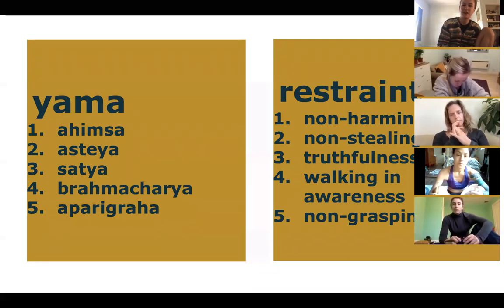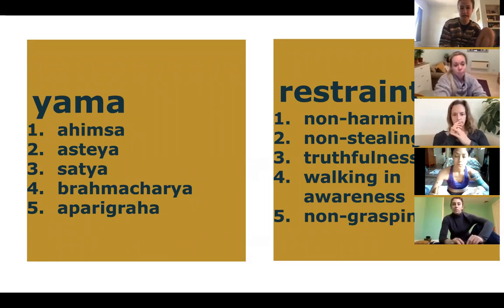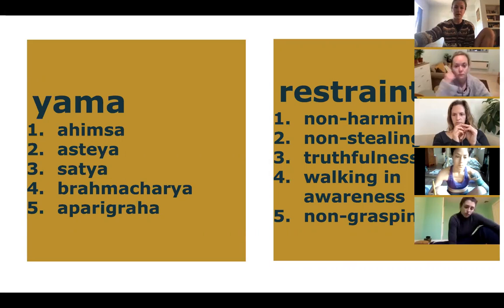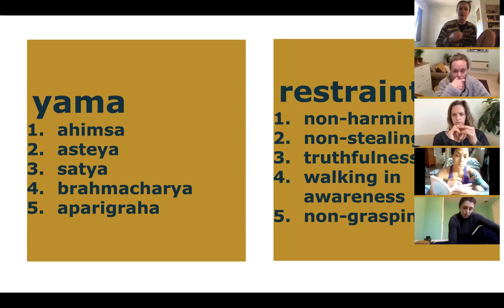The first one is non-harming. Non-violence in thought, word, and deed. Thought has the most potential. It's the seed form. If you think it over and over again, it's probably going to happen. If you're thinking something, you're probably going to do it, right? So compassion in thought, word, and deed. This can be practiced by seeing yourself in the other.